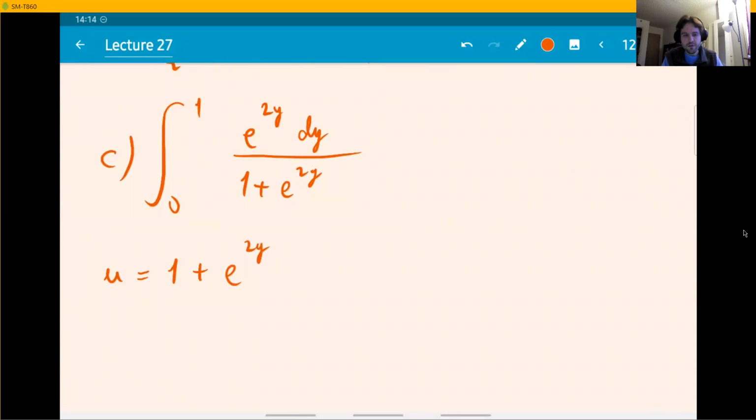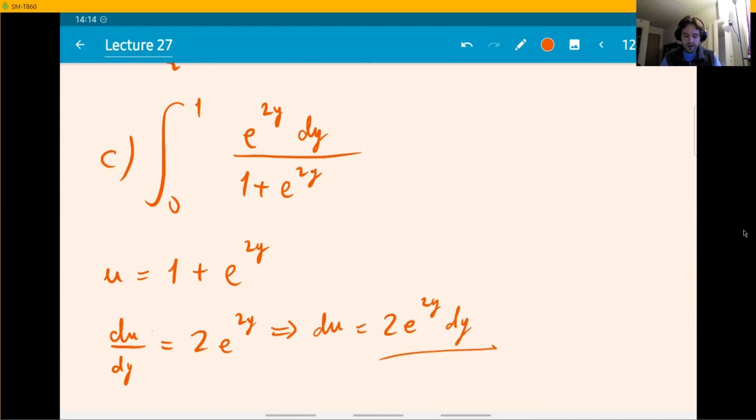u equals 1 plus e to the 2y. If you do that, du dy is, by chain rule, 2 times e to the 2y. Don't forget the chain rule when you differentiate this. That's where the 2 comes from. So du is 2e to the 2y dy. We almost have that in here. We don't have the factor of 2. So I'm going to write that and cancel it out.